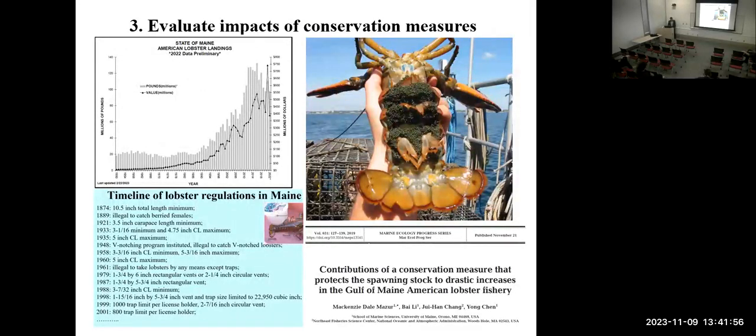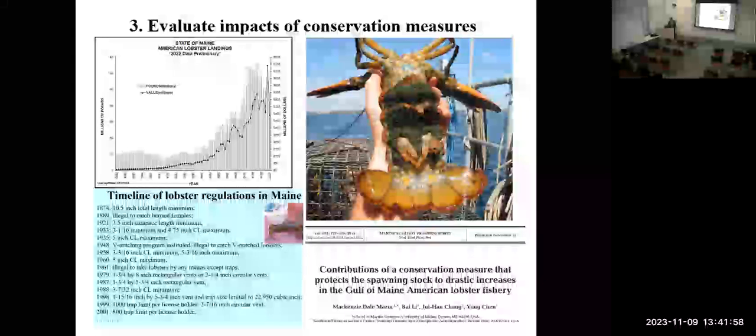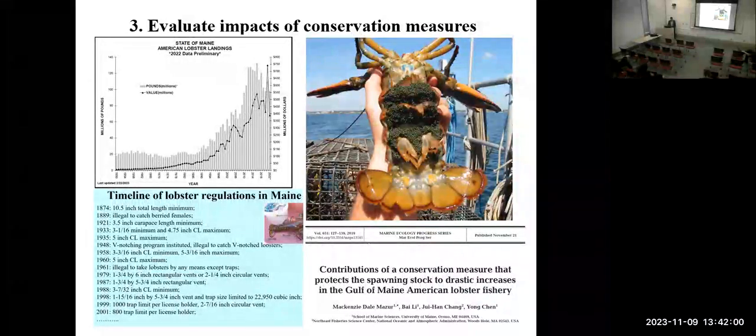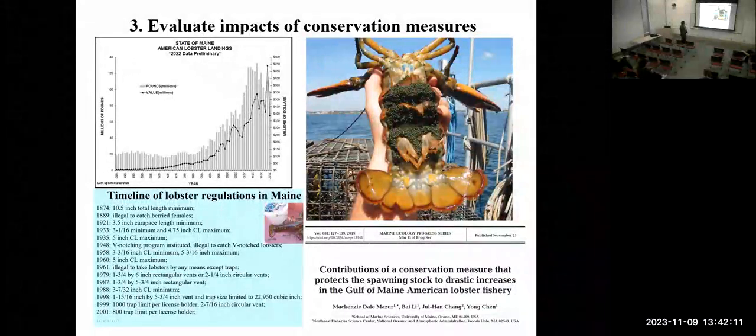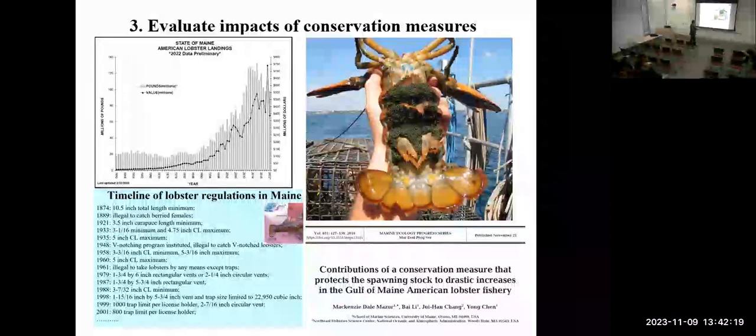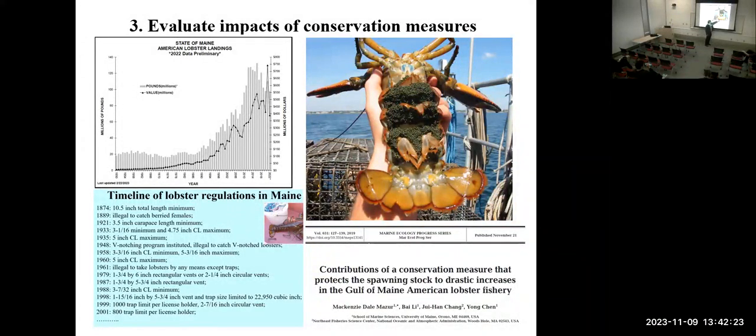So the third case study I want to highlight is how we can use a computer simulation to evaluate the impact of conservation measures. My apology for how busy this slide is, but in American lobster fisheries, there's a conservation measure called V-notch. You look at the one here. This is a V-notch. It's a sign of a V here, right?